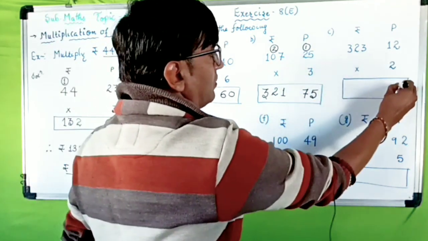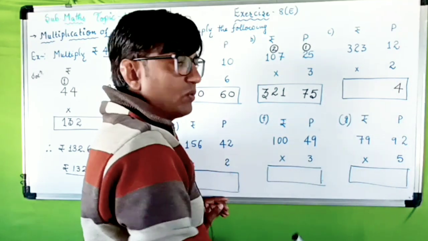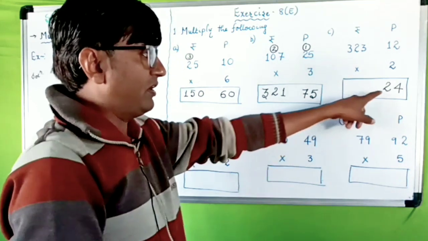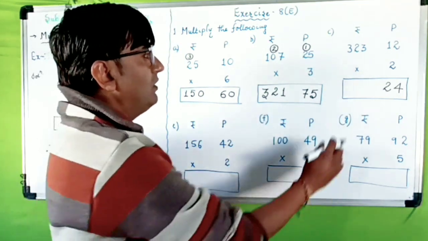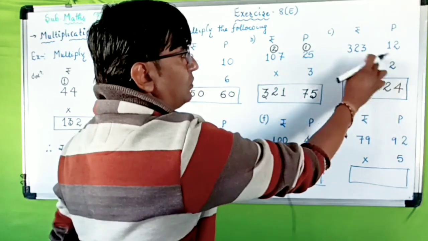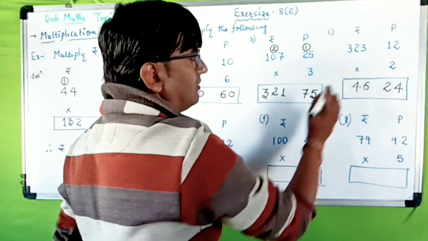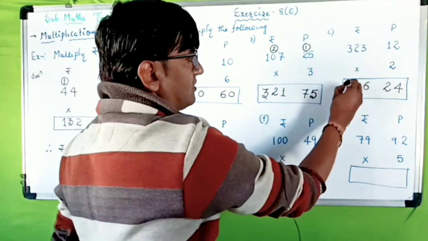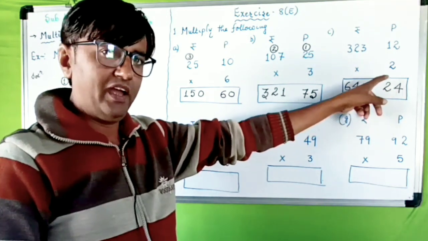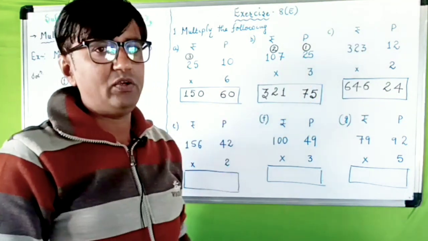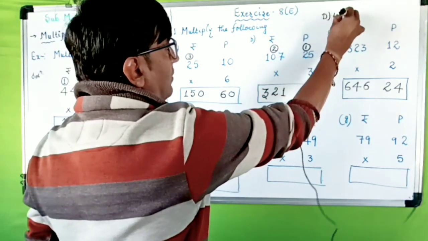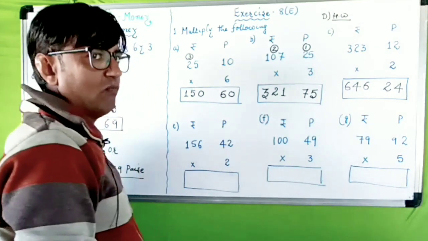Next, 2 twos are 4, 2 ones are 2, so 24 paise. Now 2 threes are 6 in the rupees column, 2 twos are 4, 2 threes are 6, so 646 rupees and 24 paise. Clear? C I have solved. D you have to solve by yourself in the homework.